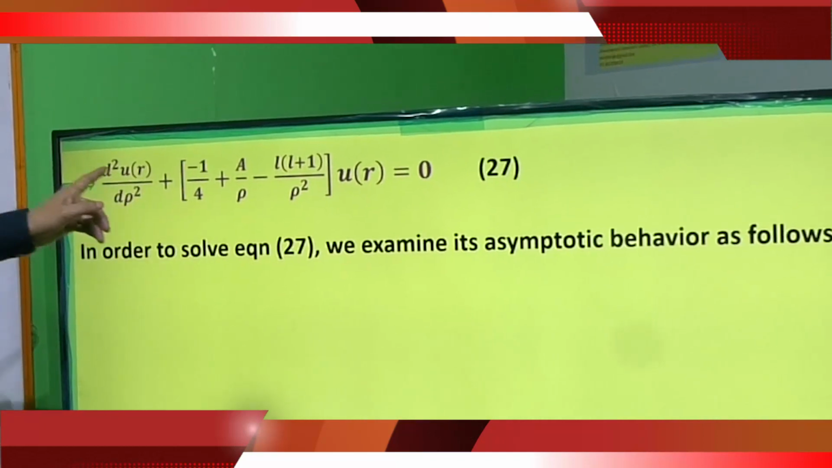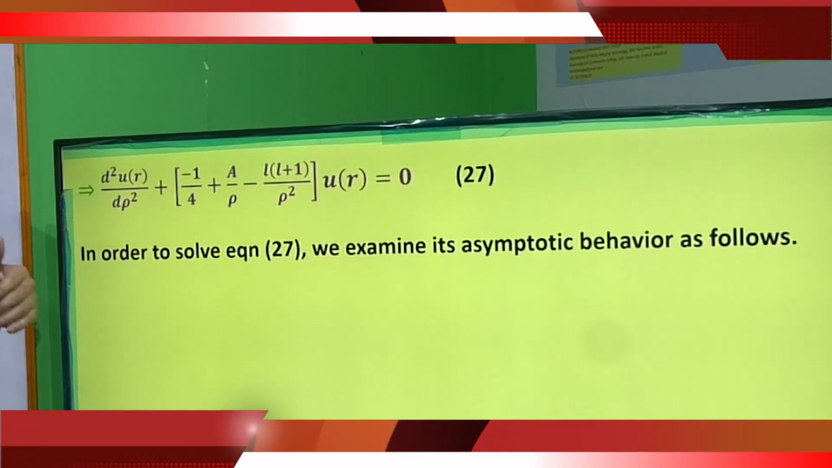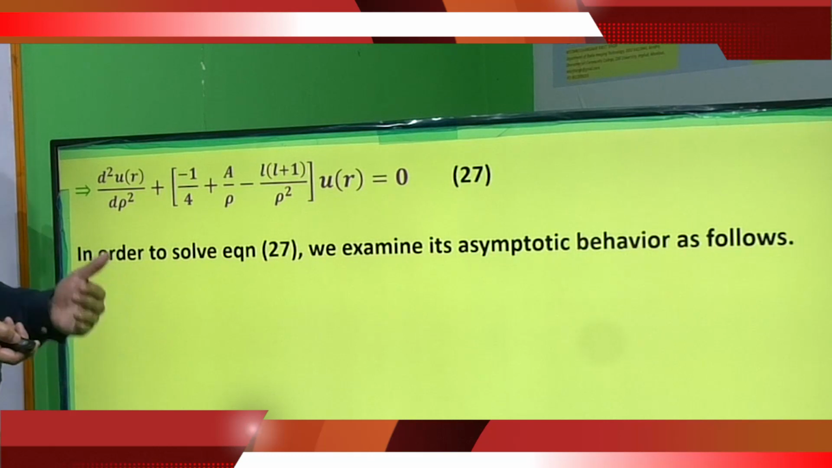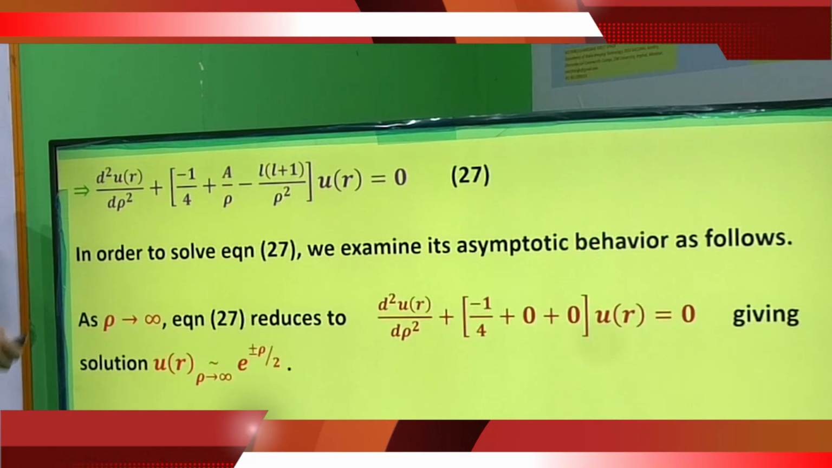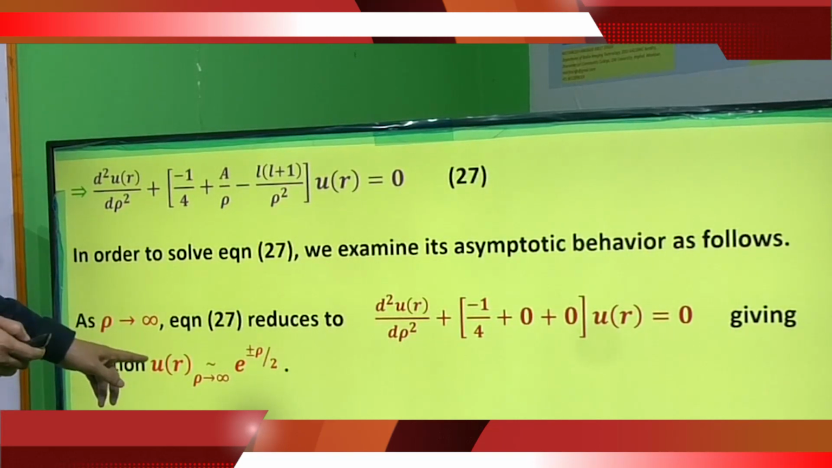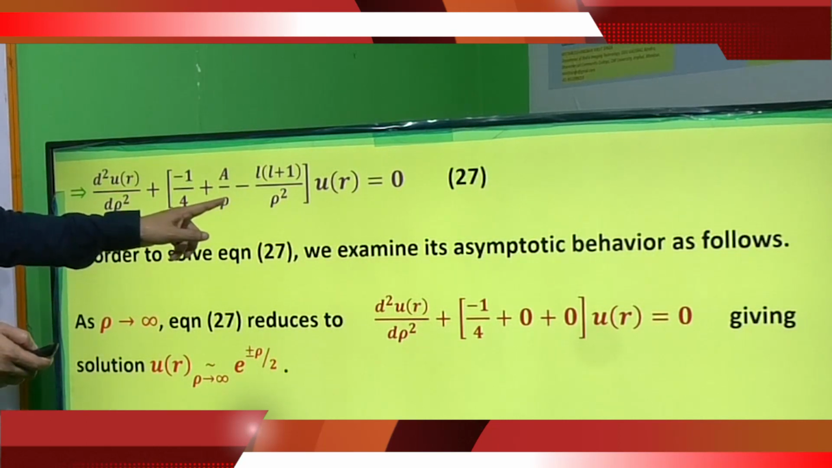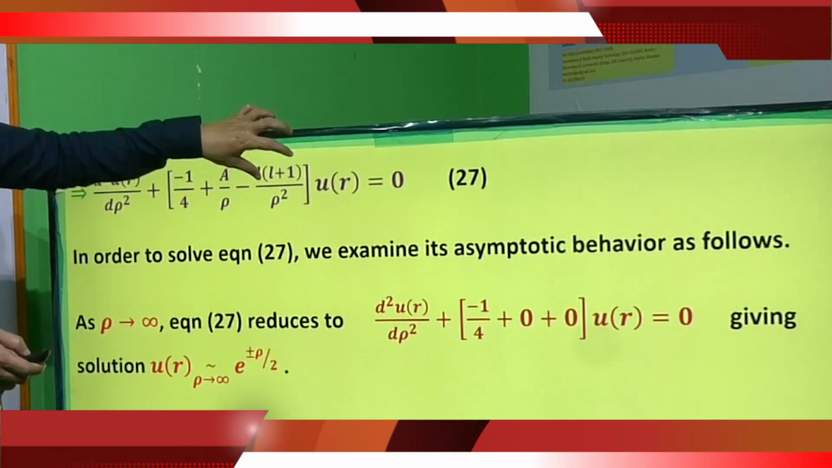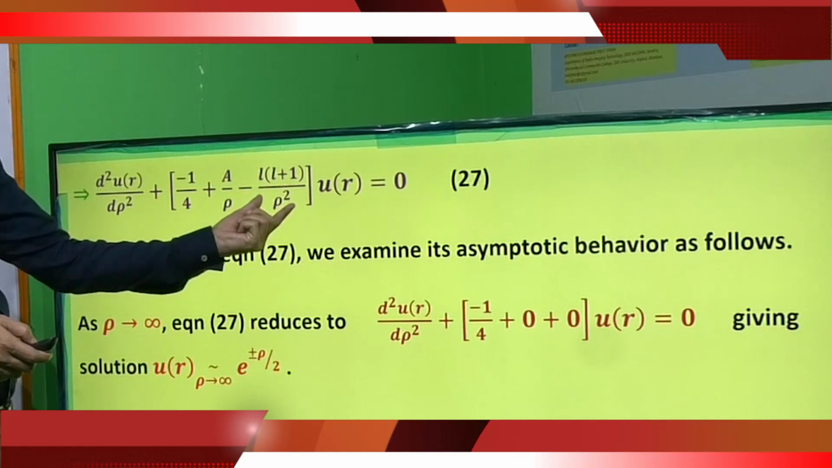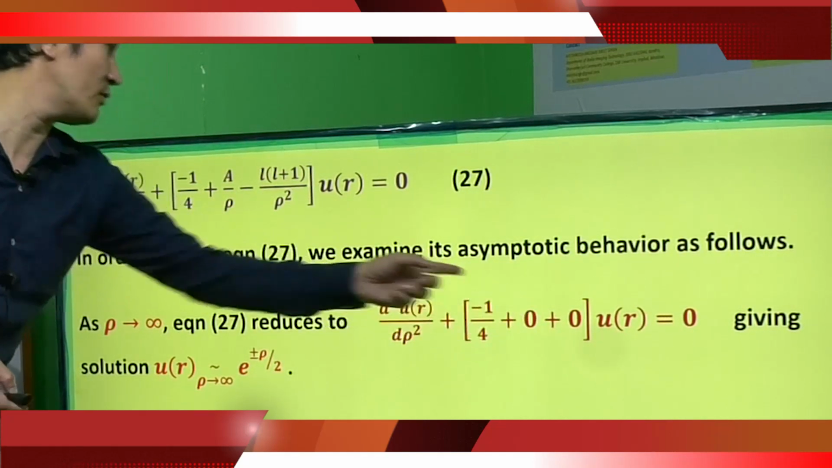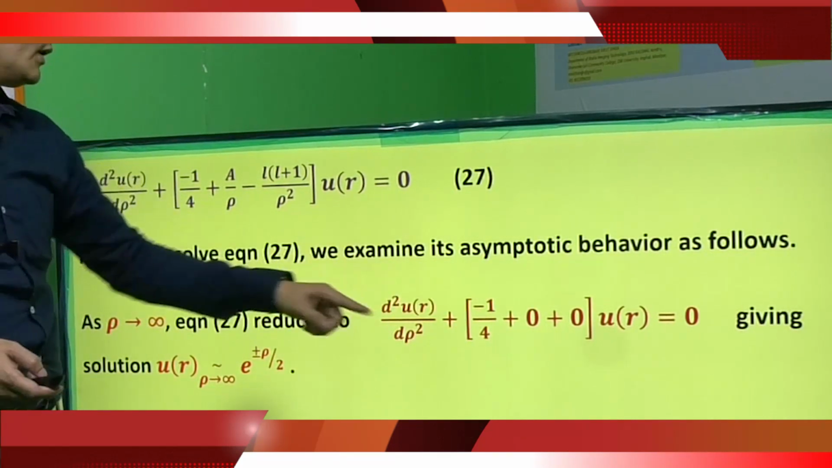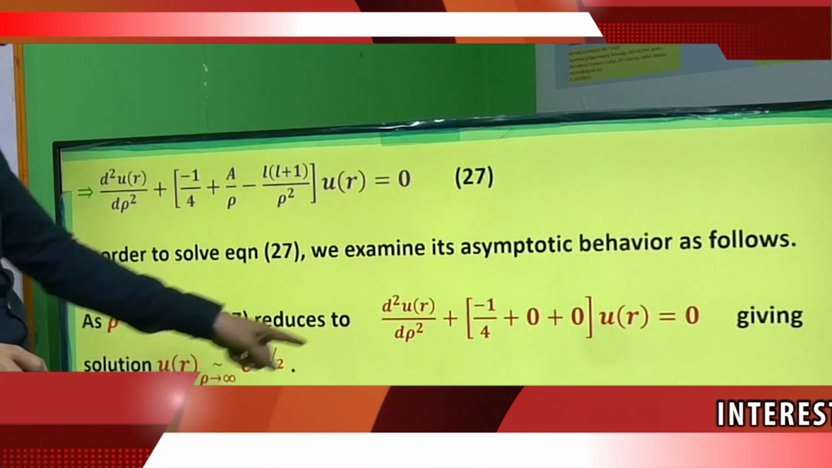Now, in order to solve equation number 27, we'll examine its asymptotic behavior. That means the behavior of this function in the limits of rho tending to 0 and rho tending to infinity. In the first case, we'll see when rho tends to infinity. Then A by infinity is 0, minus L into L plus 1 by infinity square, that is also 0. So only minus 1 by 4 remains. This is the equation we get in the limit when rho tends to infinity.